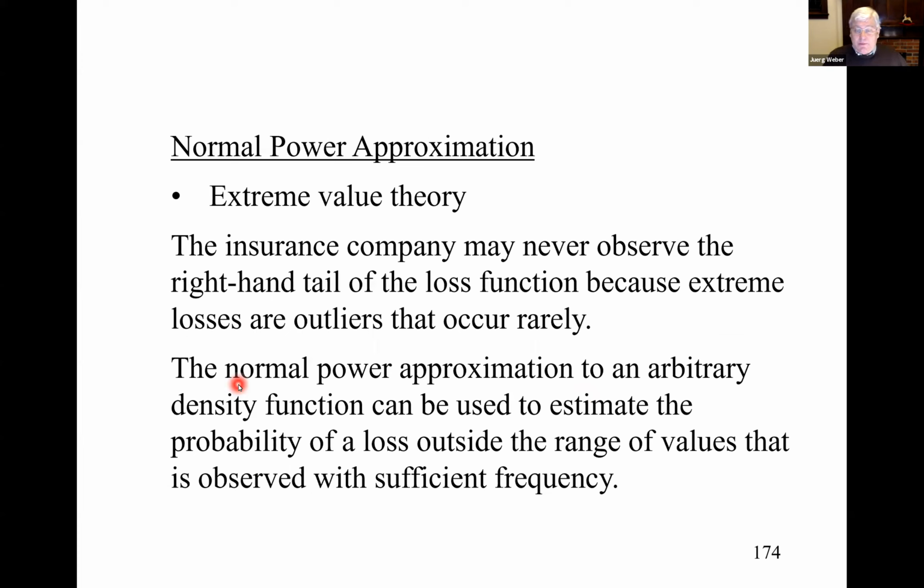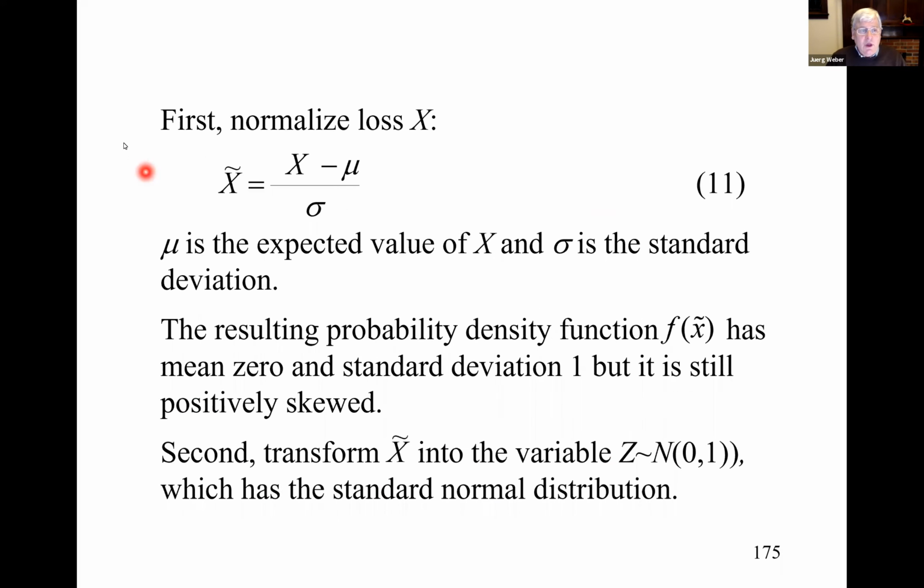So the normal power approximation to an arbitrary density function can be used to estimate the probability of a loss outside the range of values that is observed with sufficient frequency. The values out in the tail you observe either never or almost never, every 100 years. We don't observe them frequently, so we don't know the tail. And you proceed in two steps.